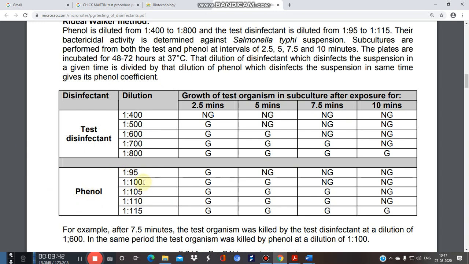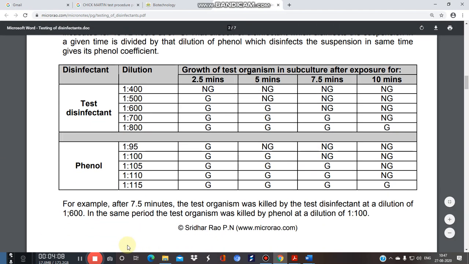Okay, just see the value of phenol at 1:100. It shows the bacteria will grow at 2.5, but it will start deteriorating at 7.5 minutes. So we will select this value because it clearly matches: growth, no growth, then growth, no growth. Okay, so this is what will happen.